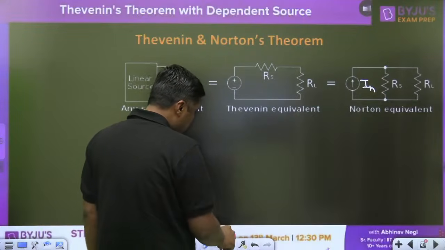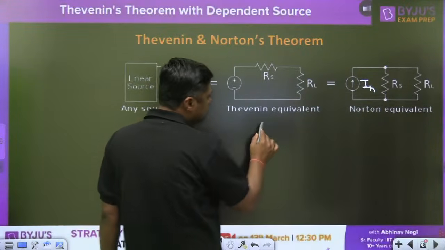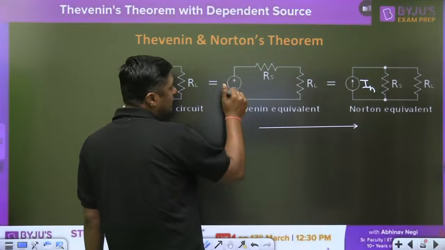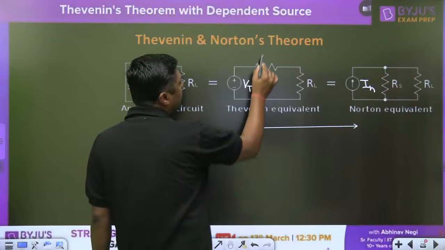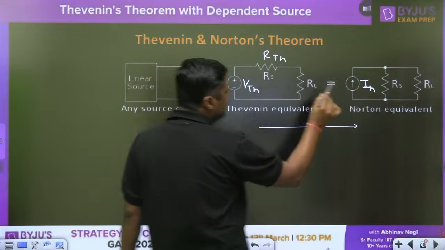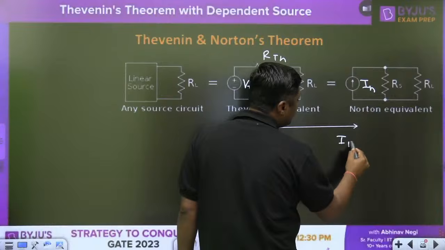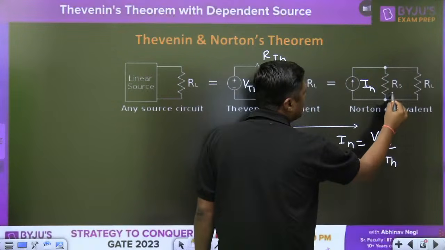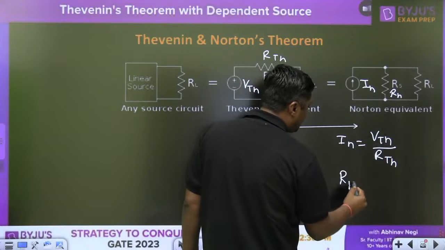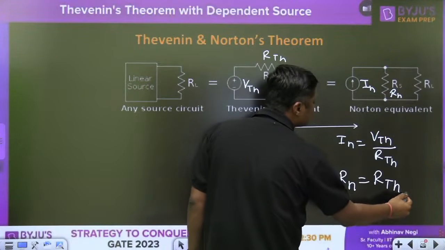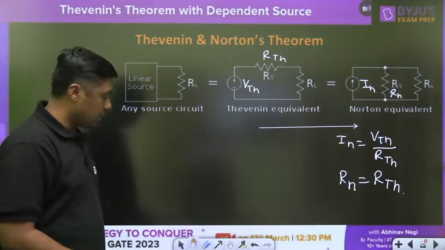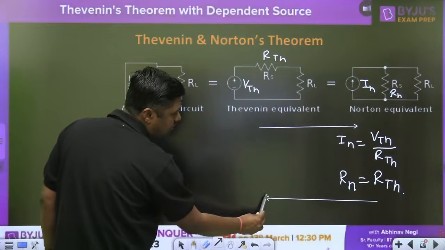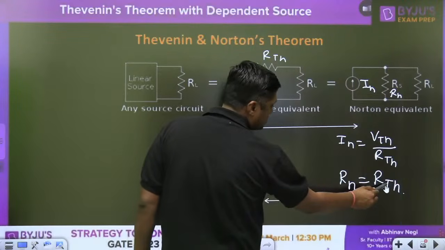How is it possible? For example, if I want to find Thevenin's to Norton, if we have the value of VTH and the value of RTH, then source transformable means IN is equal to VTH by RTH. This is called RN or RS. So RN is equal to RTH, directly. Source transformable pair. Or from Norton's to Thevenin's, current source to voltage source. Very simple.